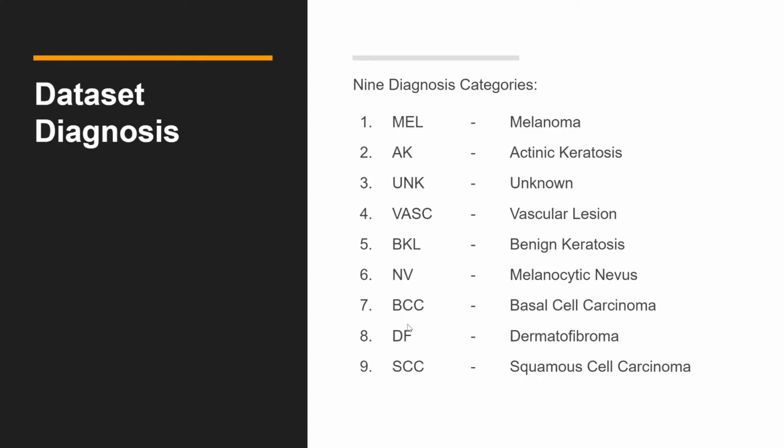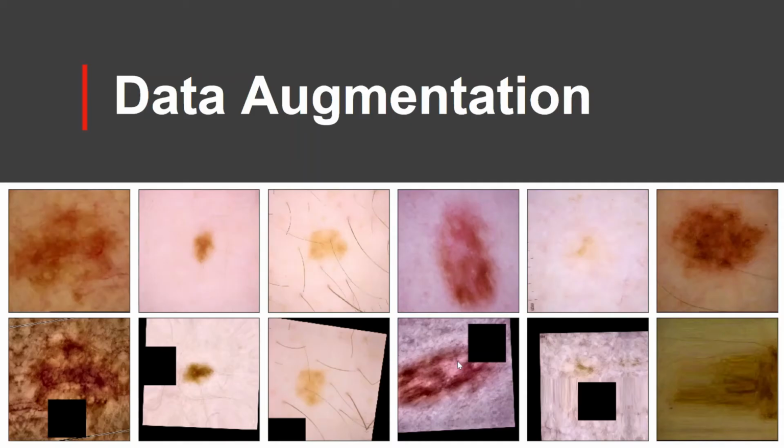The solution that we have developed classifies the skin lesion into 9 categories, and they are melanoma, actinic keratosis, unknown, vascular lesion, benign keratosis, malignant nevus, basal cell carcinoma, dermatofibroma, squamous cell carcinoma. To make the prediction more robust, we have applied 16 different combinations of augmentation to enhance the skin lesion images.